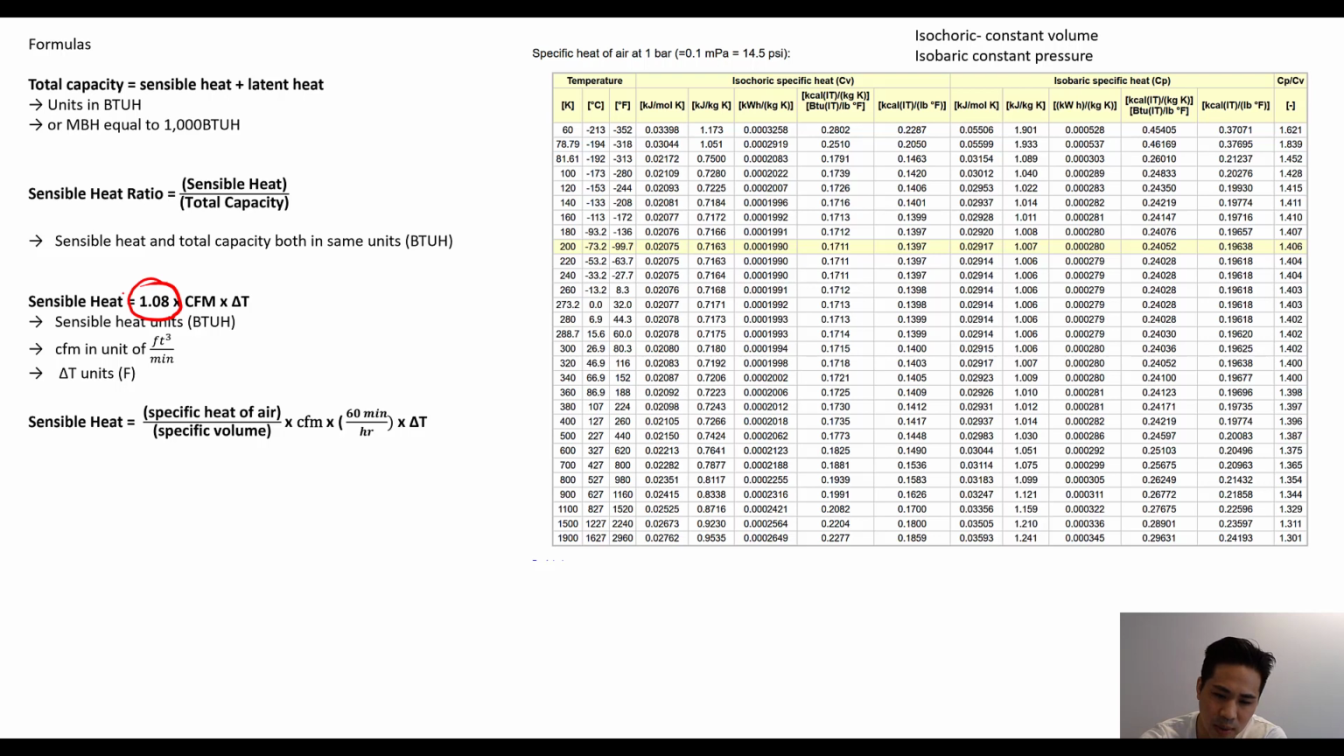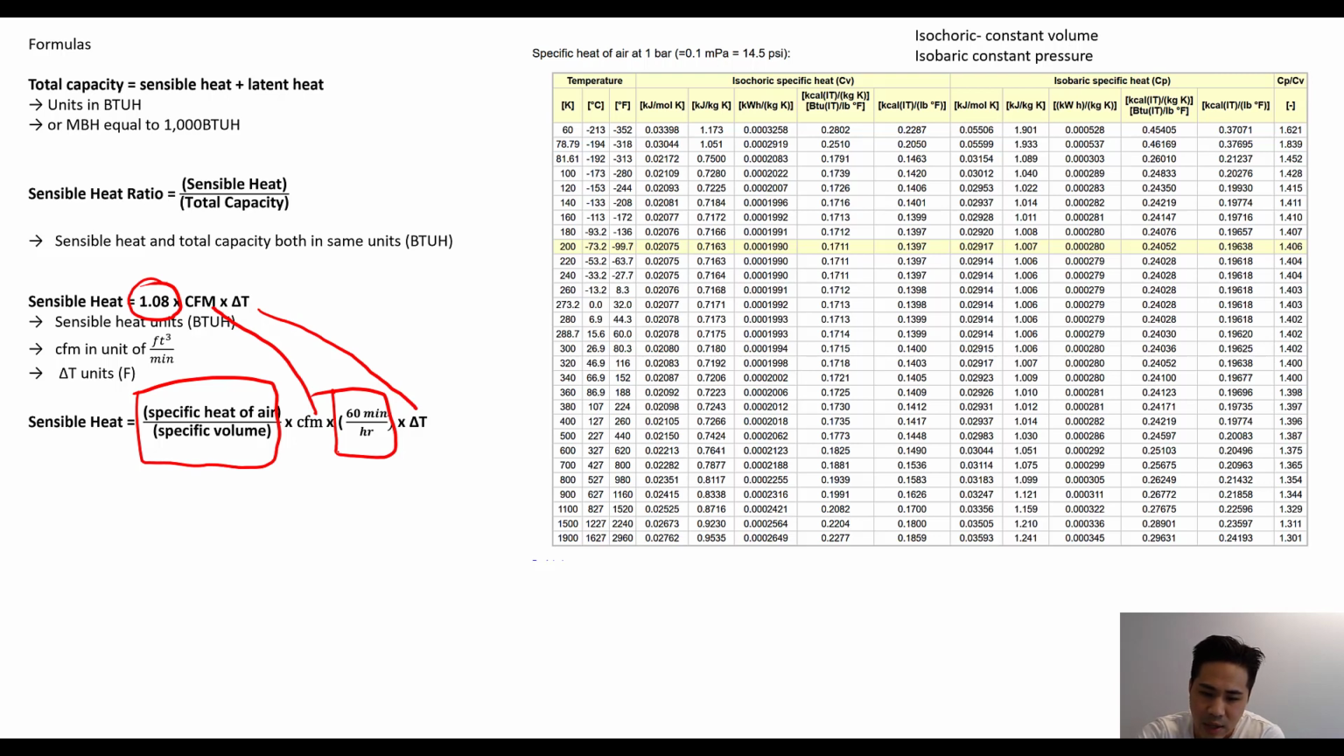The actual sensible heat equation is equal to the specific heat of air over the specific volume, times the CFM, times a conversion factor of 60 minutes per hour, times delta T. If you look at this formula, the delta T is there, the CFM is there, and this value times this value is how that 1.08 was determined.